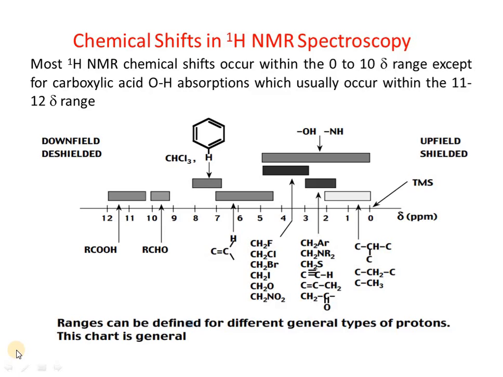Spectroscopy. Earlier we have done shielding and de-shielding of protons. Now we know that all the protons show their signal between 0 to 10 ppm, and the scale is such that 0 starts from here and the scale runs from right to left. Generally all the signals are present between 0 to 10, and the different protons are shown in different regions.